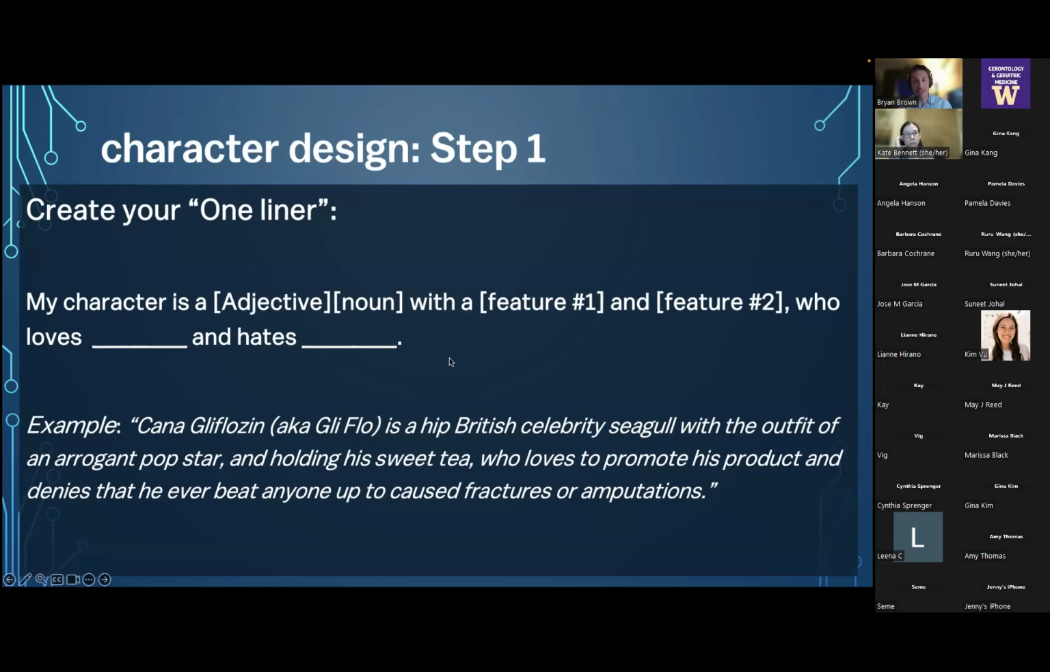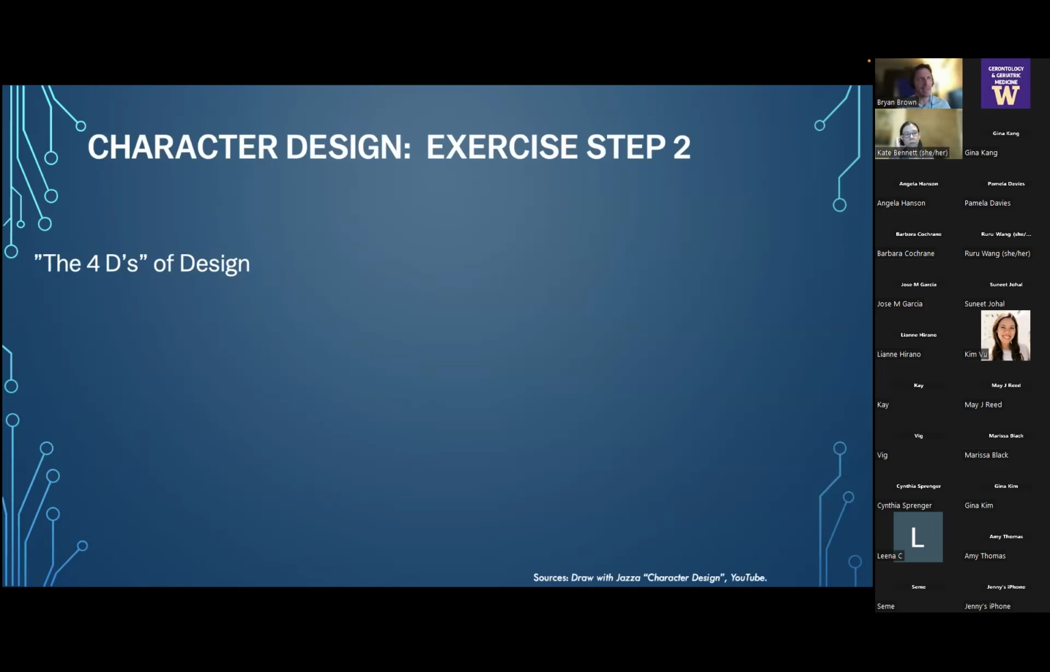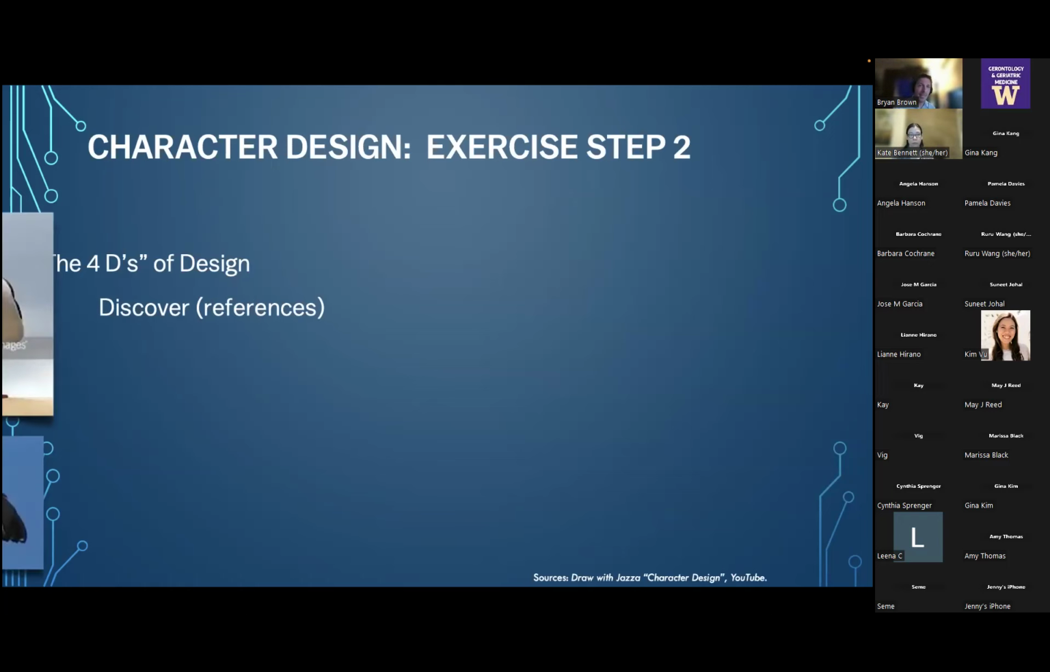Any character you're designing for a geriatrics project or anything, you could use this kind of Mad Libs format of: my character is an adjective noun with this and this, who loves this and hates this. I'm going to kind of breeze through this a bit. Any visual you're creating, you can use these 4 Ds of design.